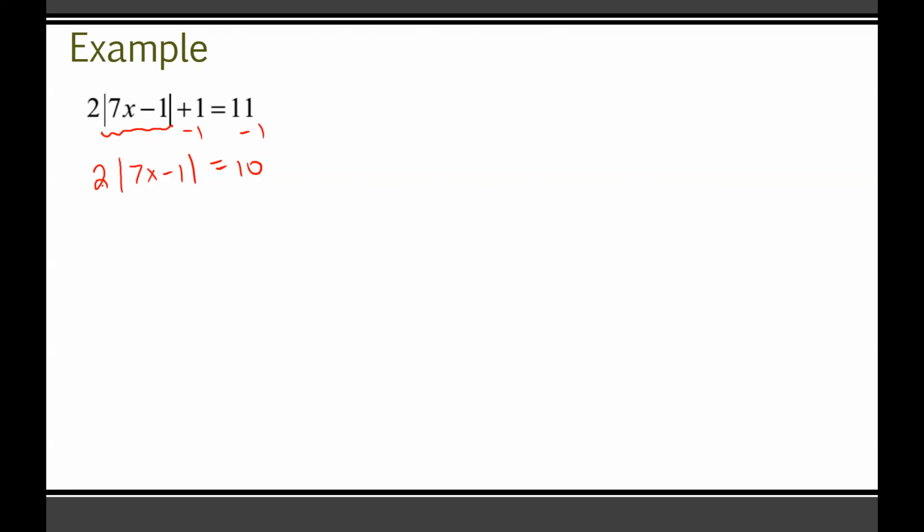Then what do we got to do? Well, we got to get rid of this 2. So we should divide by 2 on both sides. The absolute value of 7x minus 1 is going to equal 5. Okay, so now we got that absolute value piece all by itself, right? It's equal to a number.